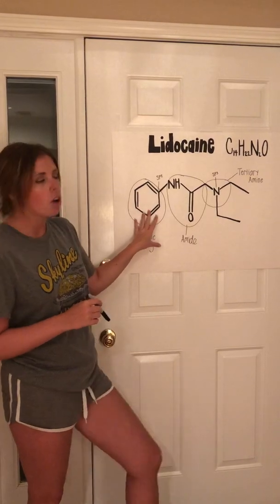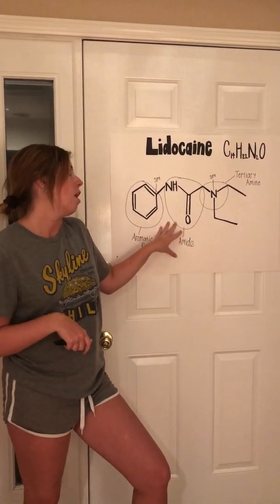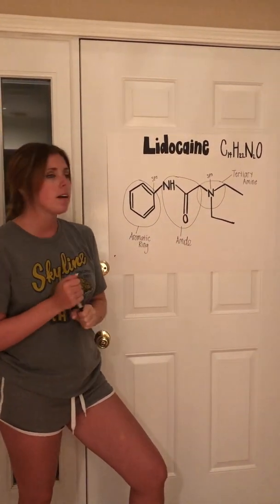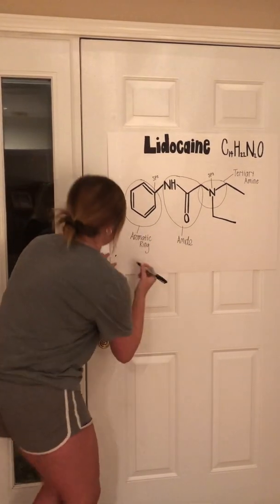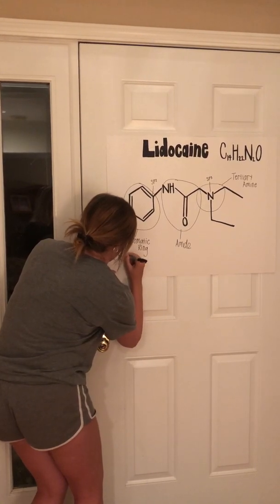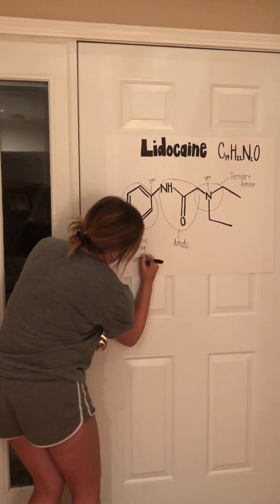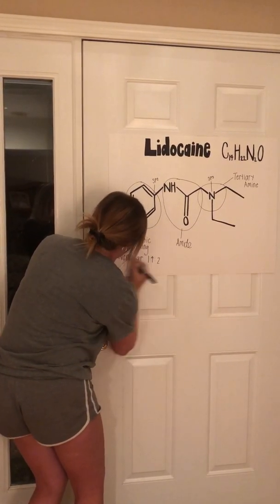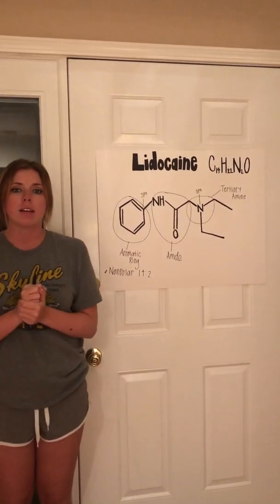I plugged this into the carbon ratio, and that gave me a 14:2 ratio of my carbons to my polar functional groups. Simplified down, that's 7:1, and that's still nonpolar, so I'll go ahead and write that in right here. Okay, so that's there. The next thing we'll talk about is solubility.